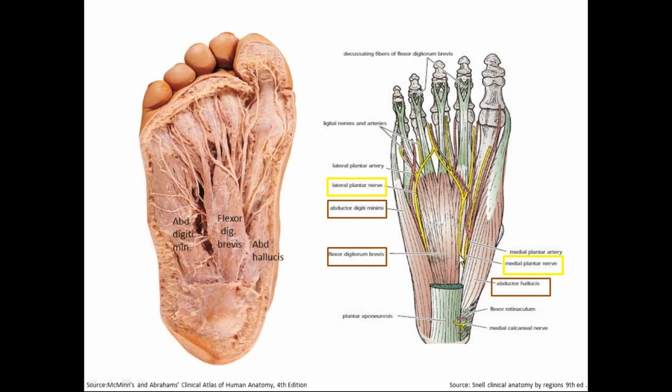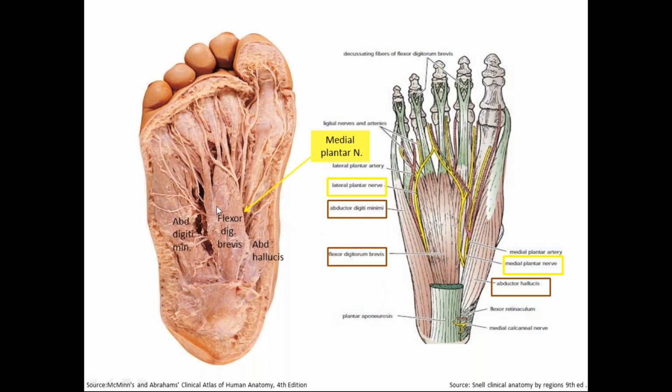Now if you look at this prosected specimen of the atlas, you can see the three layers after reflecting this plantar aponeurosis. Here you can see the three muscles of the first layer: the abductor hallucis, abductor digiti minimi, and flexor digitorum brevis, right? Now you can see between the abductor hallucis and the flexor digitorum brevis, there are branches emerging from the medial plantar nerve, as we have seen. So this is the abductor hallucis, the flexor digitorum brevis, and in between there is the medial plantar nerve.